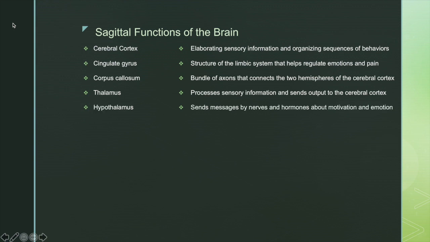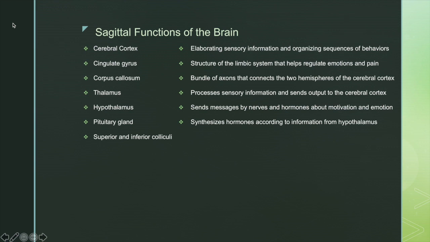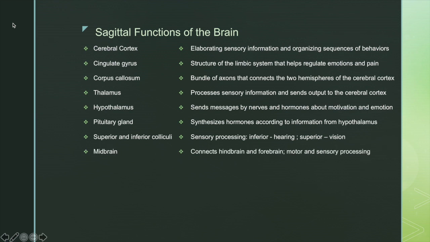The hypothalamus sends messages by nerves and hormones about motivation and emotion. The pituitary gland synthesizes hormones according to information given from the hypothalamus. The superior and inferior colliculi are for sensory processing. The inferior colliculus is for hearing, and the superior processes vision. The midbrain connects the hindbrain and the forebrain, and it's mostly used for motor and sensory processing.